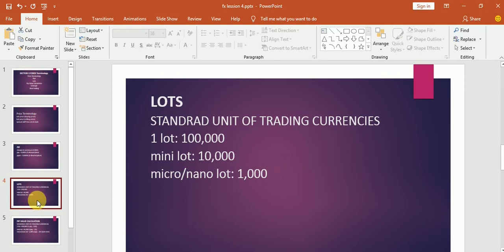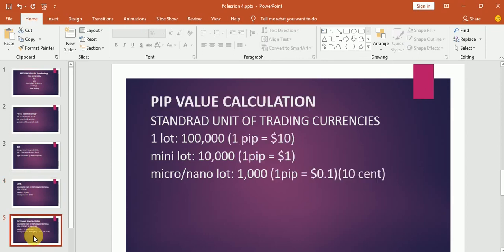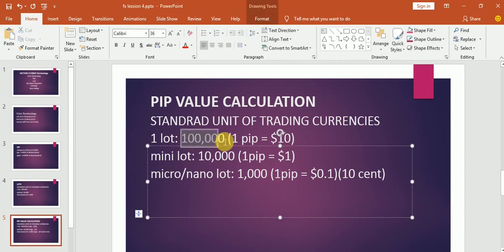Okay, we are now moving to how you calculate your pip. Pip value calculation. We have talked about what one pip is all about, 4 decimal places. Now how do you calculate it? Assuming you are trading with one lot, and there is 1 pip, automatically you are making $10. If there is another pip, 2 pips, $20, just like that.